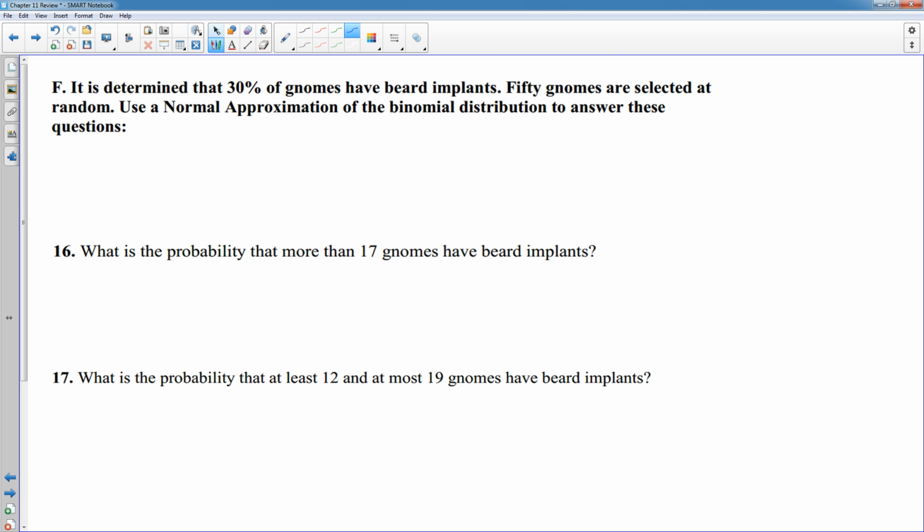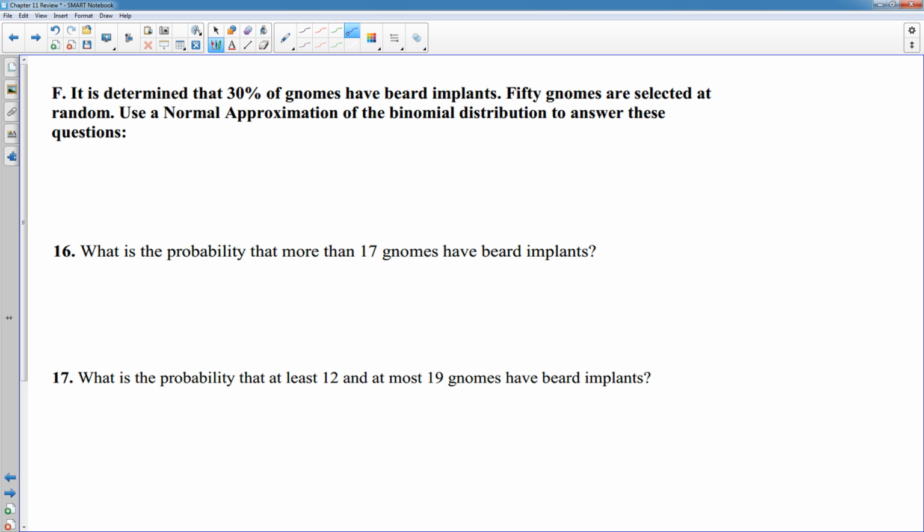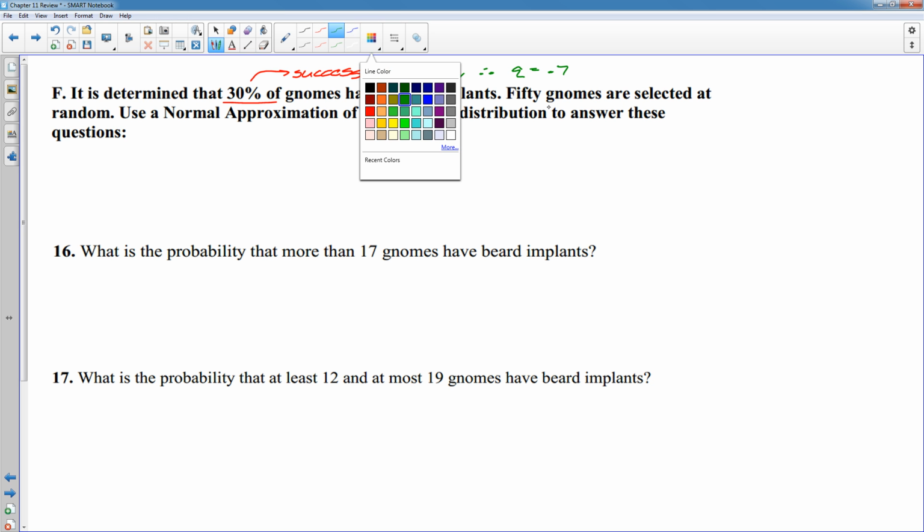to answer these questions. Now remember, with binomial situations, those are things where the answer to the question is either yes or no, where you have two possible outcomes. And here the situation is, does the gnome have a beard implant? In this case, 30% is given, so that is your success rate. Success is having a beard implant, so we know that P is equal to 0.3, which means Q, the failure rate, would equal 0.7, and then I tell you that 50 gnomes are selected, so we know that N is equal to 50.